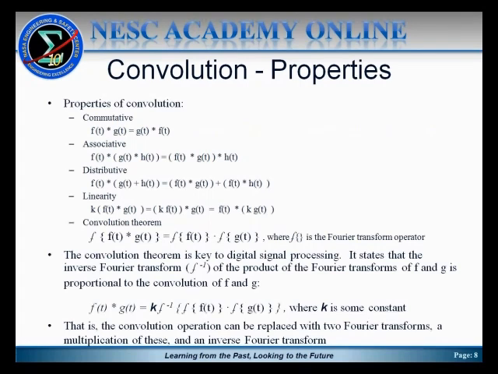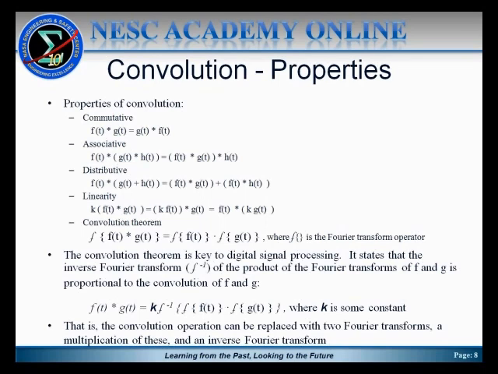Okay, what are the properties of convolution? There are several properties that we'll discuss here. The first is that convolution is commutative. In other words, the convolution of f of t and g of t is the same as the convolution of g of t and f of t. And you can see that from the basic definition of convolution. If you just substitute f and g in the equation shown earlier, or g and f in the equation, you get the same answer back.